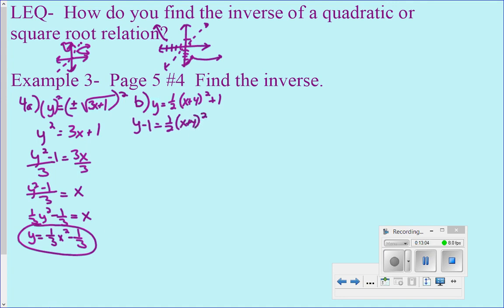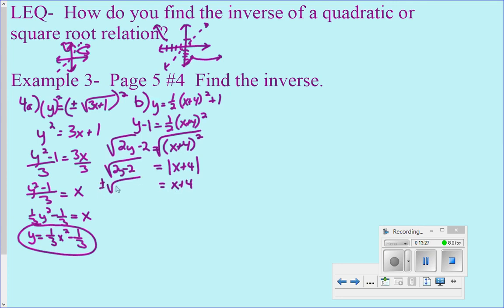Next, we're going to multiply by 2. So I'm going to distribute the 2 here. 2y minus 2 equals the quantity x plus 4 squared. I'm trying to undo squaring, so square root. Square root of something being squared is the absolute value. To get rid of the absolute value, make my answer plus or minus. Subtract 4. And interchange x and y. And this one was just y equals, so I'm going to keep it y equals.